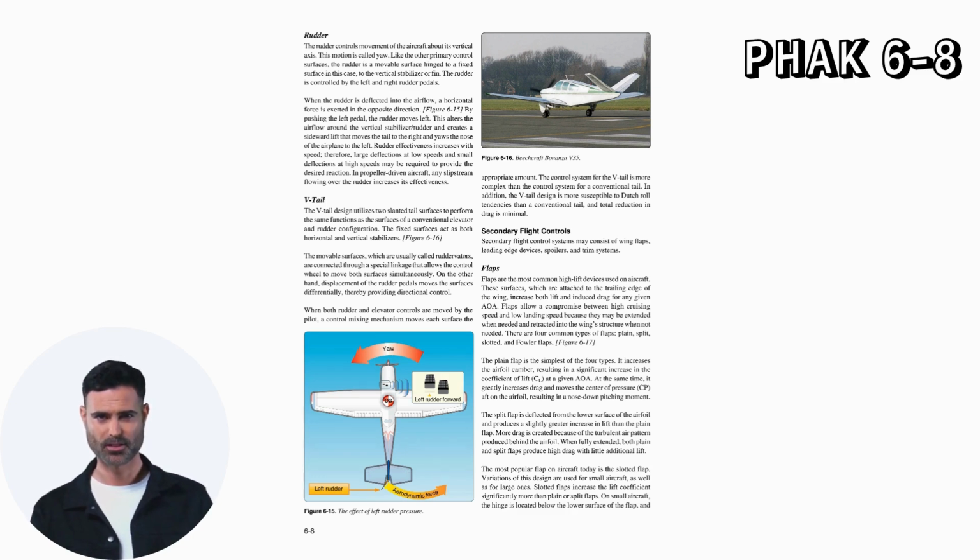Secondary flight controls. Secondary flight control systems may consist of wing flaps, leading edge devices, spoilers, and trim systems. Flaps are the most common high-lift devices used on aircraft. These surfaces, which are attached to the trailing edge of the wing, increase both lift and induced drag for any given AOA. Flaps allow a compromise between high cruising speed and low landing speed because they may be extended when needed and retracted into the wing structure when not needed.